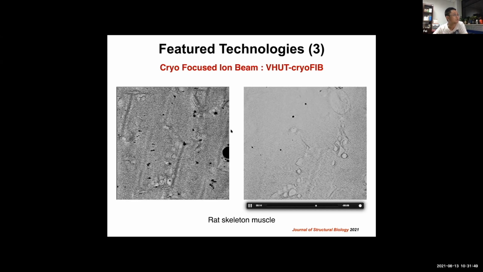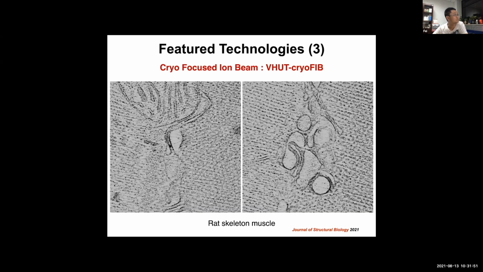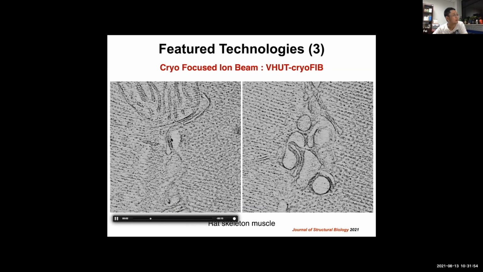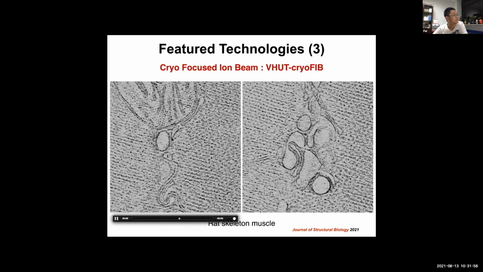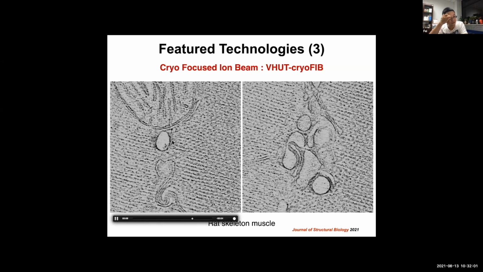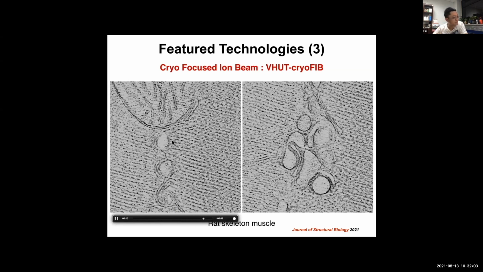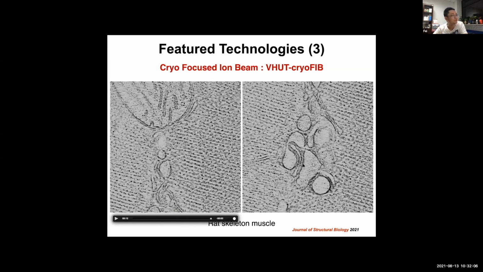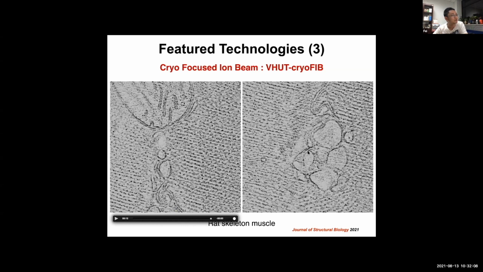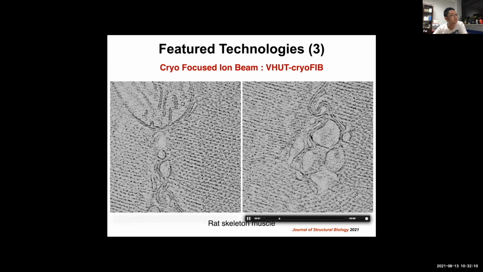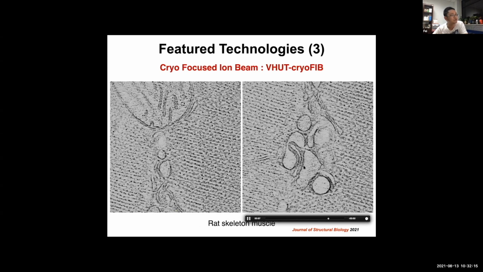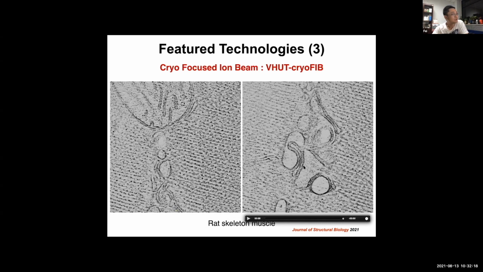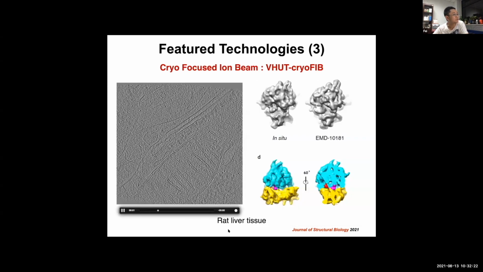When we zoom in, we can clearly see there's some protein density between two membranes. One is the plasma membrane, and the other is called the sarcoplasmic membrane. So the ryanodine receptor protein complex is supposed to be located between these two membranes. And another sample we tested is a kind of rat liver tissue.